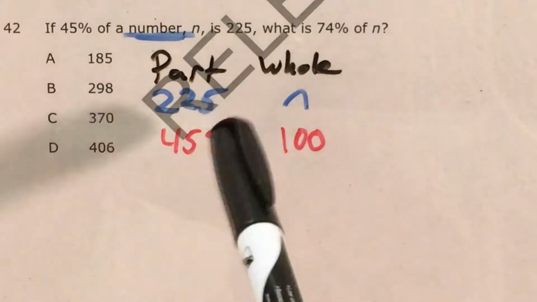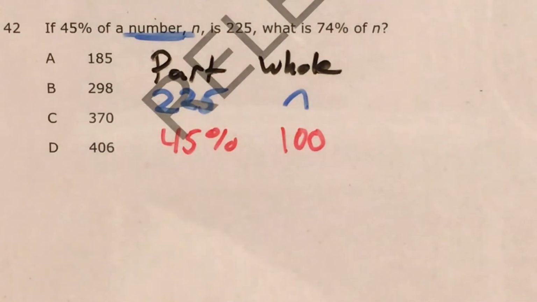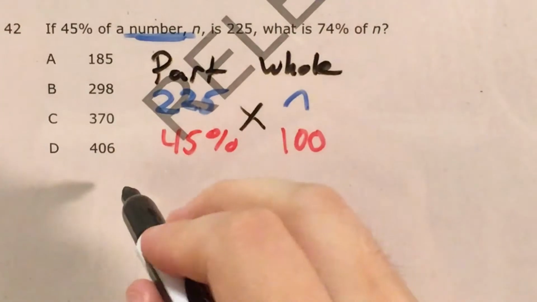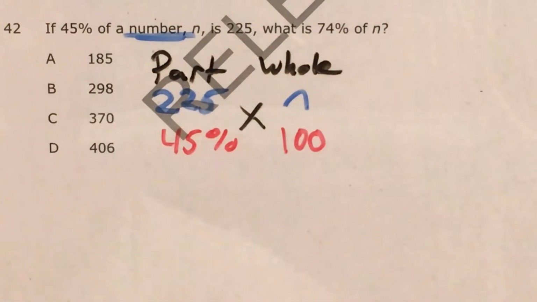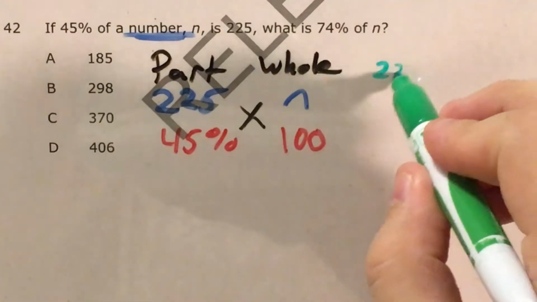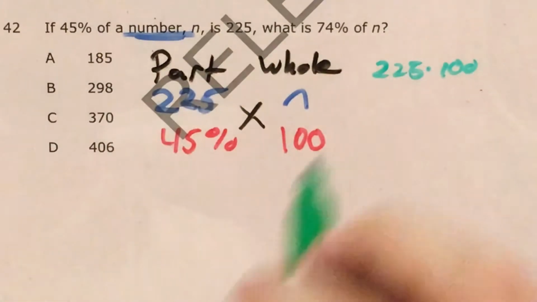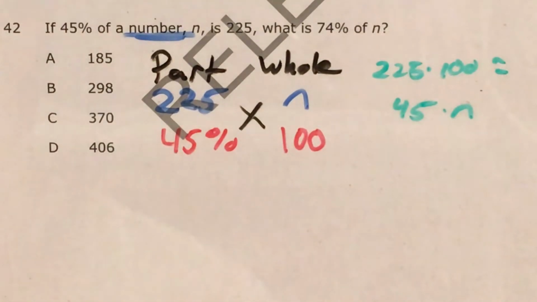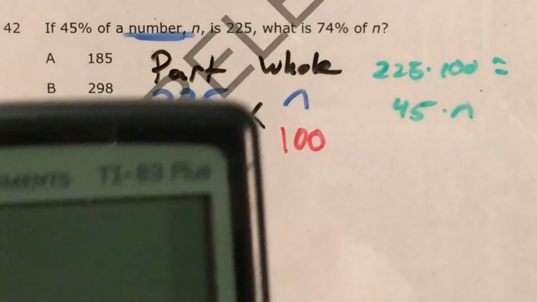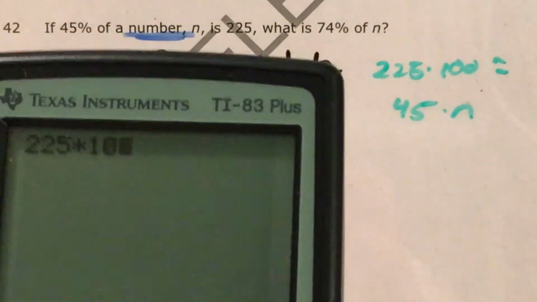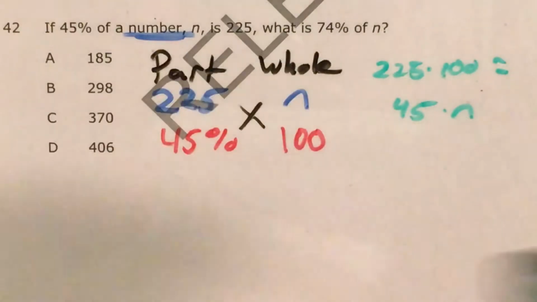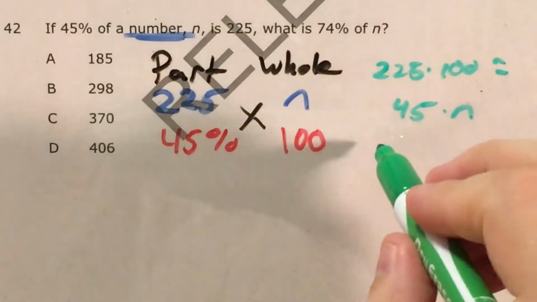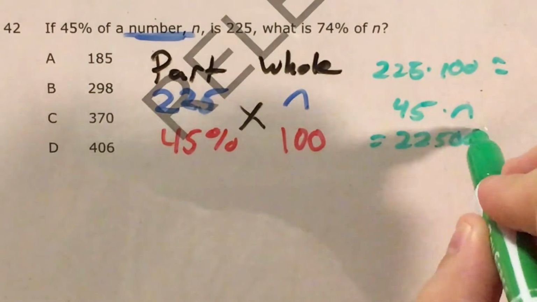At this point, I could look for a multiplying or dividing pattern, but I think it would be easier to do some cross multiplying. So as I work out this cross multiplication problem, I'm going to multiply my top left number by my bottom right number and say that 225 times 100 is equal to 45 times my variable, this number that I don't know yet. I get out my calculator, and I figure out that 225 times 100 is 22,500. So I know that 45 times something equals 22,500.